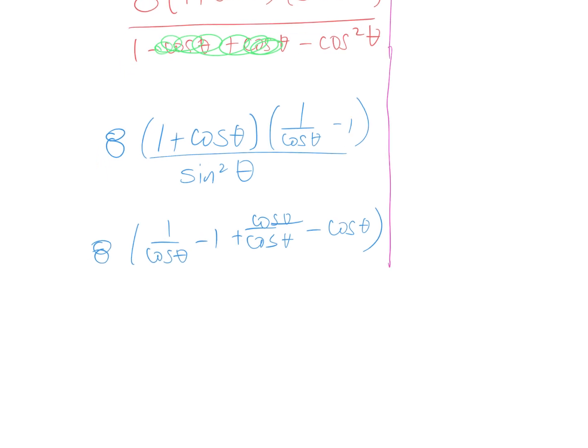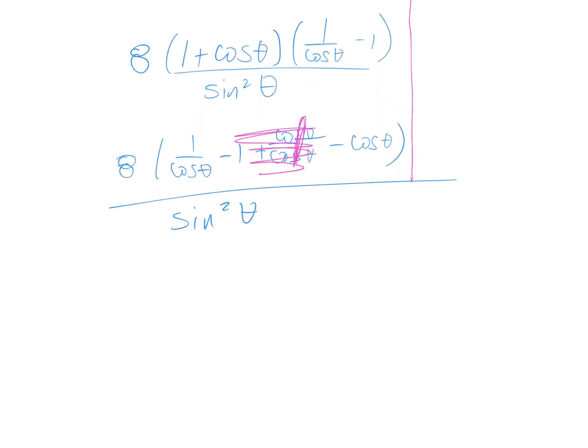Okay, you guys are doing good. My sine squared's still there. What's cosine over cosine equal? So I have a negative 1 and a positive 1. What's going to happen? They cancel. Good. So I'm rewriting this a lot, I know, but just so you guys can see. So here I'm left with 1 over cosine minus cosine over what?